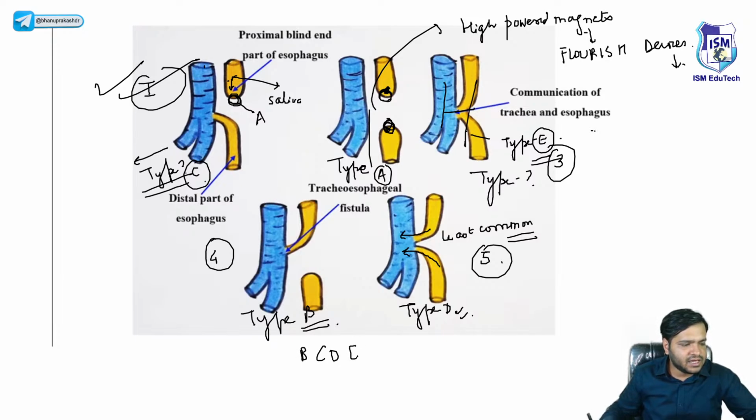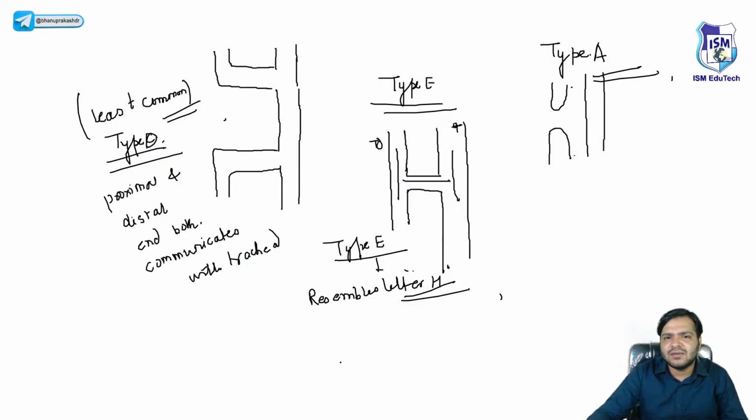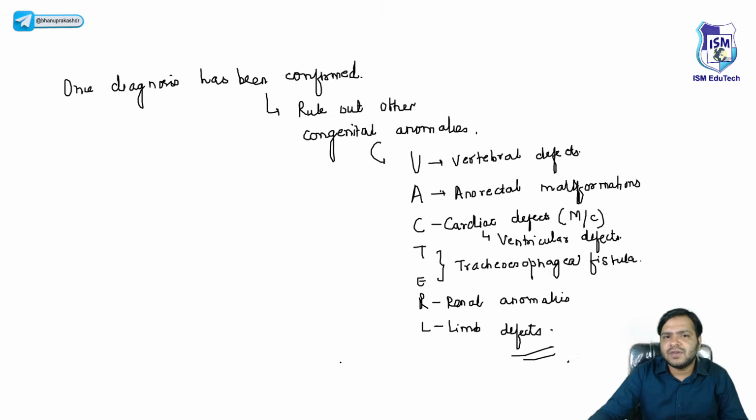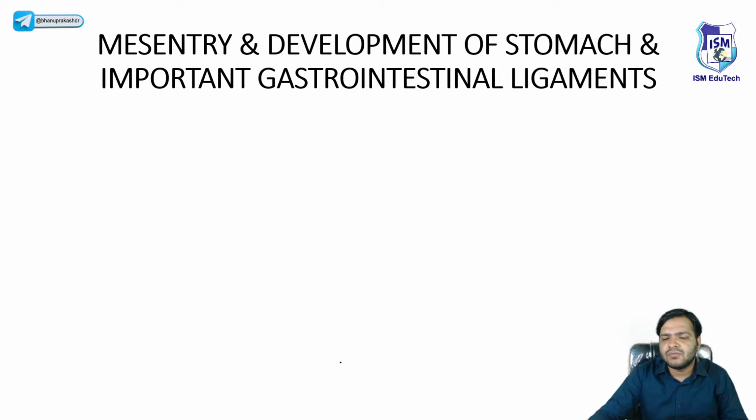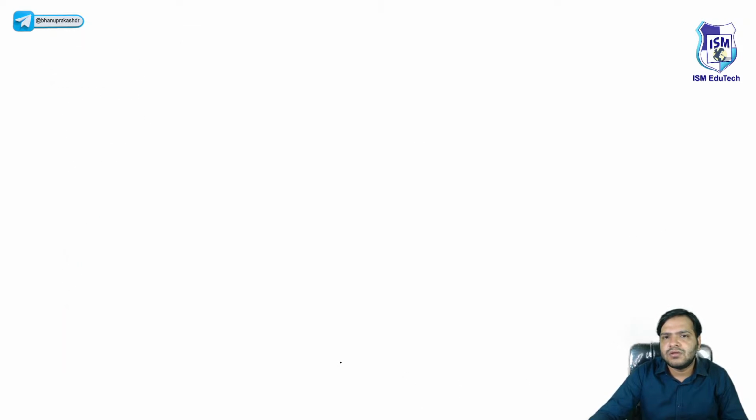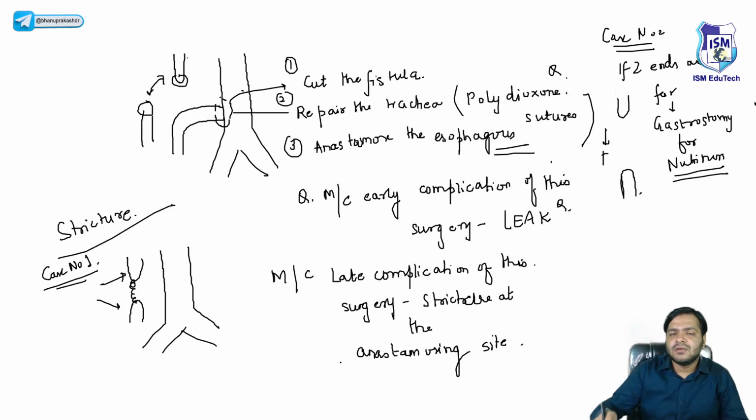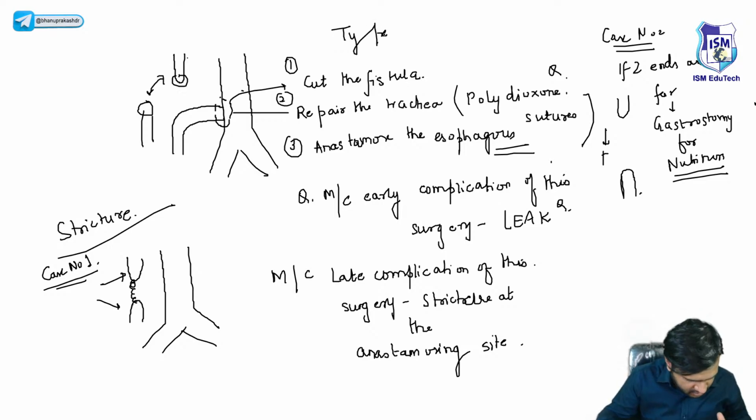If we talk about B, C, D, E, we carry out Cameron Heights surgery. Type B, C, D, E, whatever I told you about, the one which we have just discussed right now. So this surgery is for type B, C, D, E.